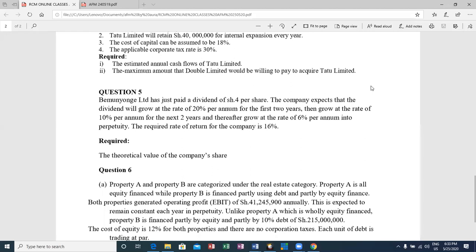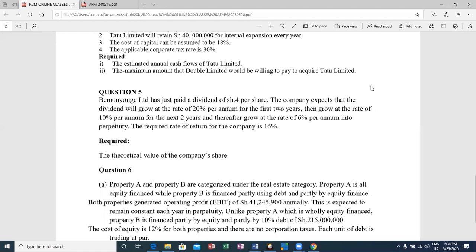So after the first 2 years, now we go to years 3 and 4, then grow at the rate of 10% per annum for the next 2 years. So we have 5.76 times 1.1, which gives us 6.336. Then 6.336, with last year's figure growing again by 1.1, will end up giving us 6.9696. Go to years 5 and 6, what have they told us?